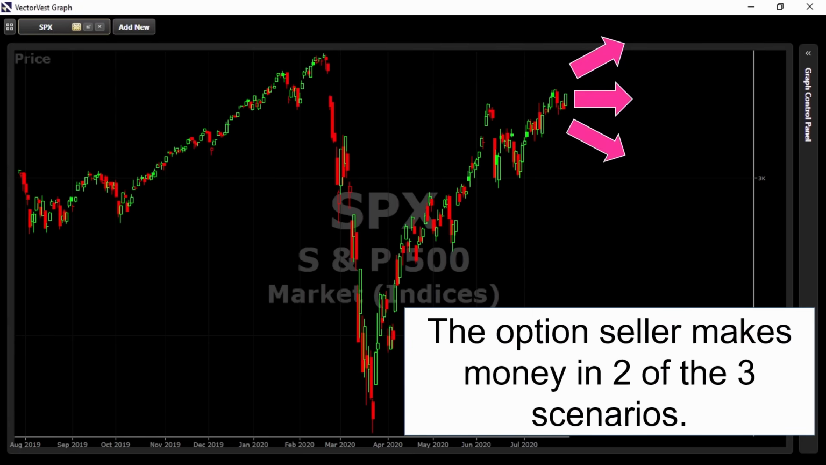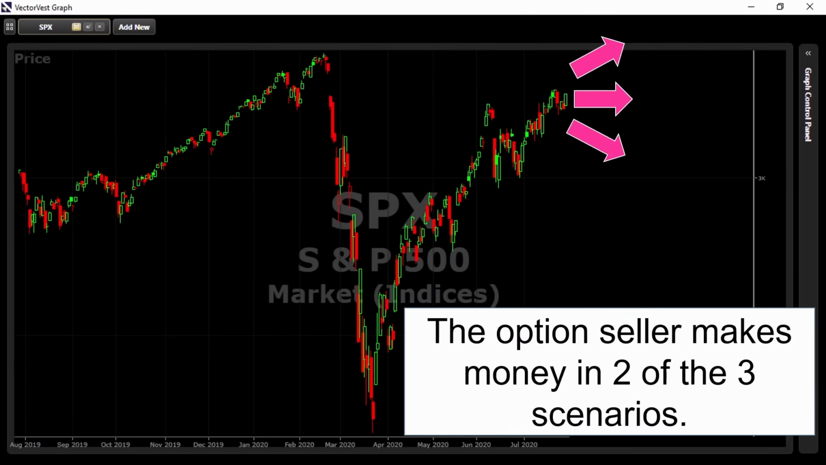If the stock goes up, you win as a buyer. If it goes sideways, you don't. If it goes down, you don't. Now, that also means that the seller of the option would make money in two of the three scenarios. Also, to be fair, you could make money even if the stock goes against you as an option seller or the S&P. That's the beauty of it.